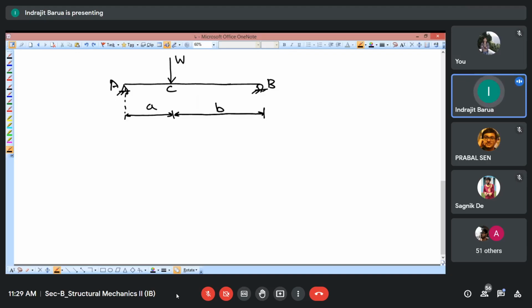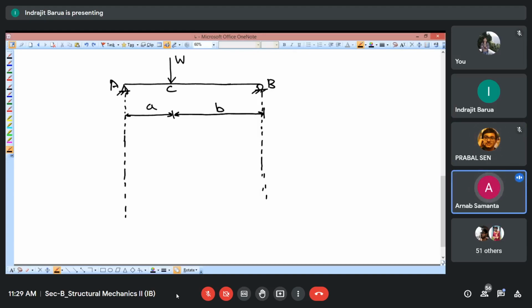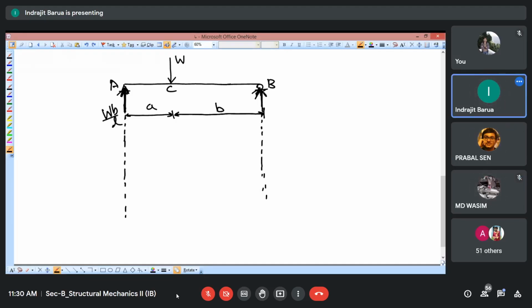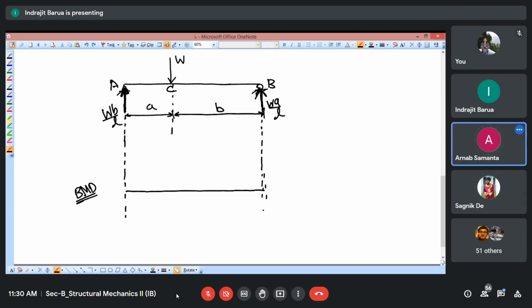We will be using the bending equation here. So first tell me what the reaction will be, then tell me how the bending will be. The reactions will be Wb by L and Wa by L. Now the BMD: the maximum is WAB by L.